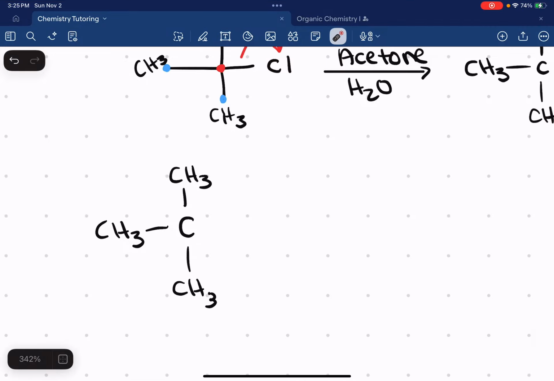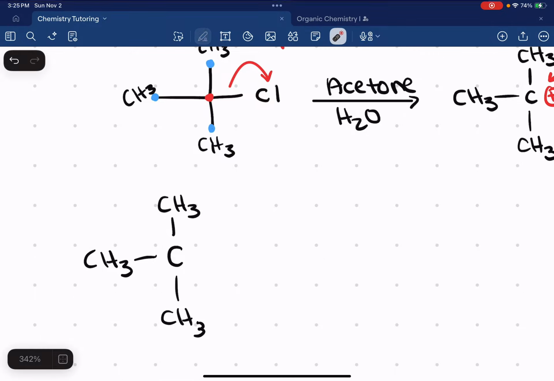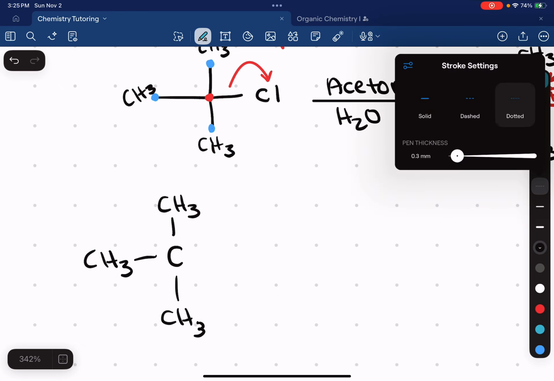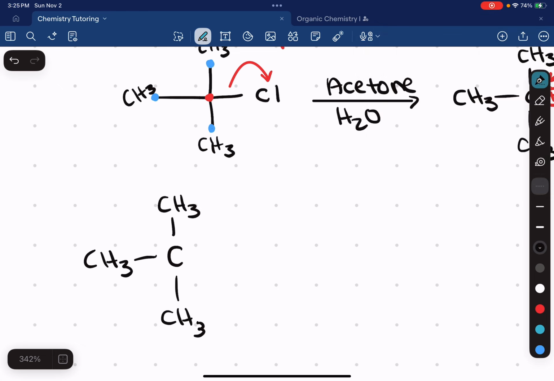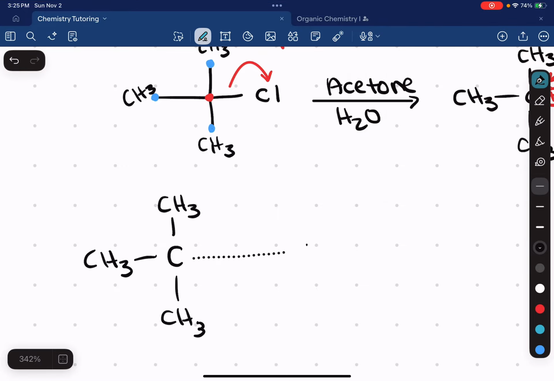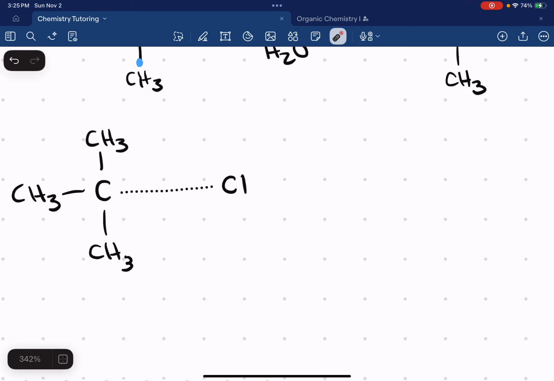However, this bond to chlorine eventually broke, right? And so how we represent that is with a dotted line. So we'll have a dotted line to chlorine. And when chlorine leaves, it gains a negative charge, right? And this carbon gained a positive charge.